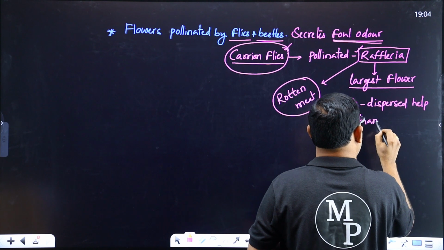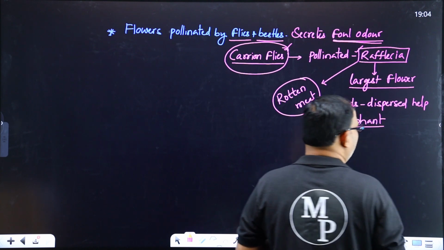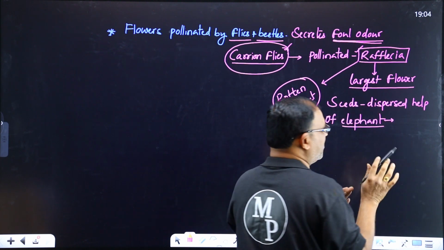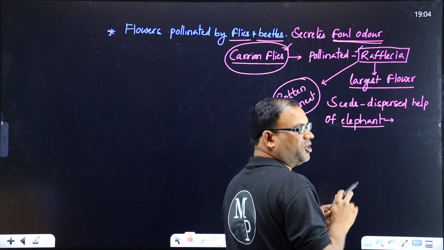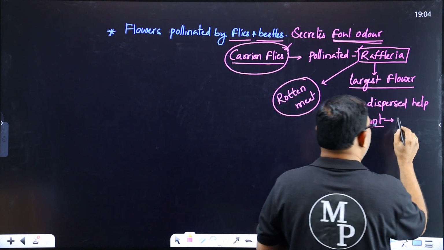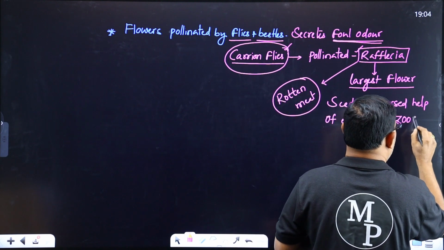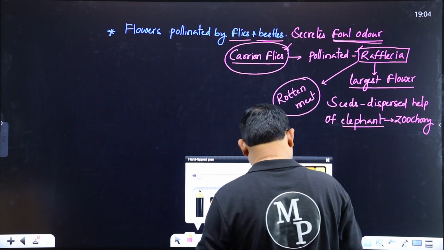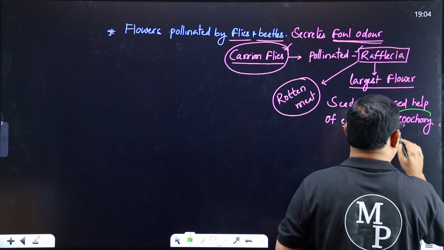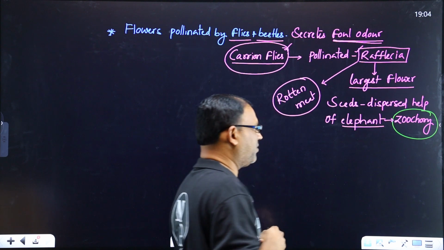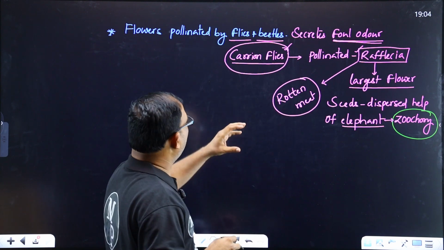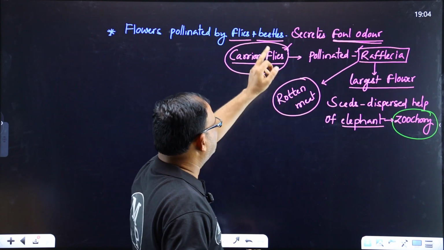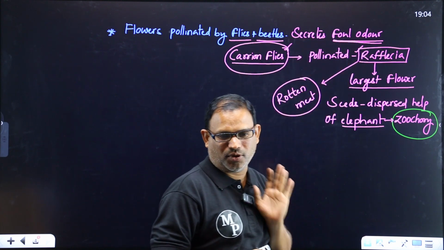And what is an elephant? It is one of the animals, right? So such transferring of seeds to other areas, the phenomenon is called what? Zoochory. Important. What is the phenomenon known as? Zoochory. Important. So this is about flowers pollinated by flies and beetles. They secrete foul odor. Important.